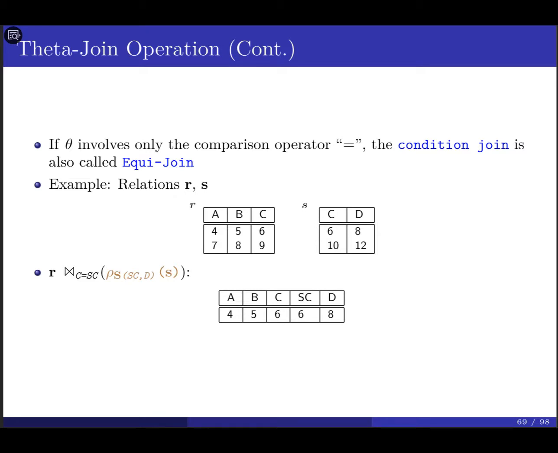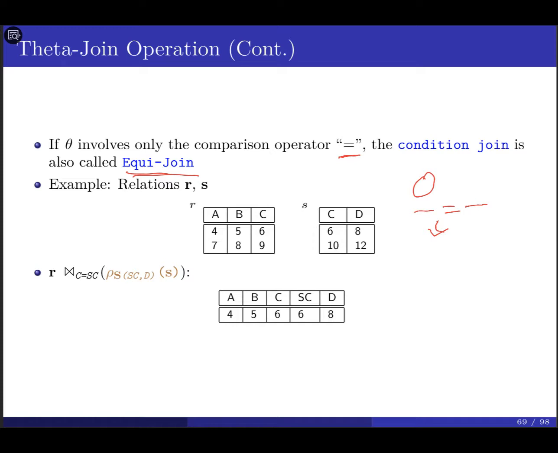If the theta or the predicate is just an equality predicate, so you said something equals something else, then this condition join has a different name. We call this one Equi Join in this case. So if we have equality, whatever theta we have, something equals something else, this is a special case of the theta join. We call this one the Equi Join. Okay, this is a different name.